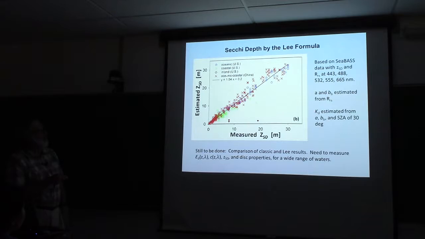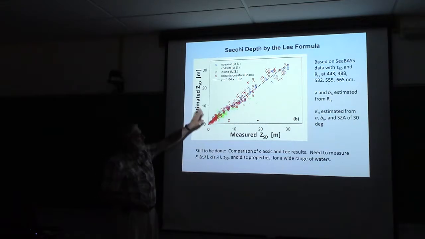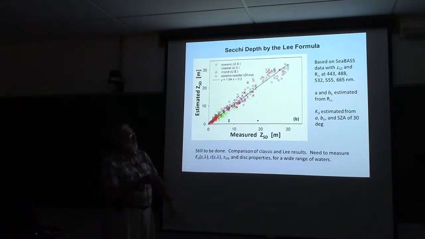But these are open ocean waters, blue, coastal, green, inland waters, little diamonds, and coastal and ocean Chinese waters and the little X's. So it's a very convincing comparison that his technique can give you a good Secchi depth starting with a remote sensing reflectance or a KD derived from a satellite.